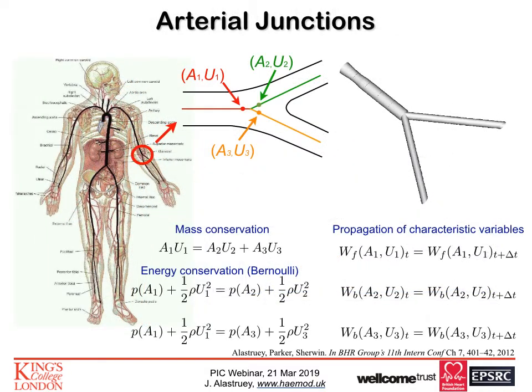So far, we have seen how to simulate blood flow in an arterial segment. To simulate blood flow in the arterial network, we need to connect 1D model arterial segments at arterial junctions. We solve the junction problem by enforcing conservation of mass and energy and ensuring the correct propagation of characteristic variables across the junction.